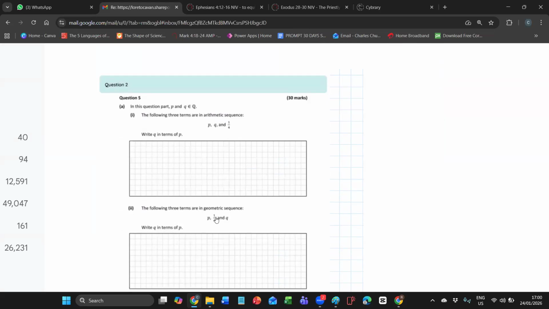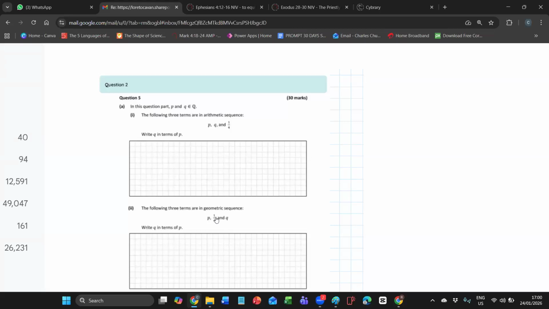Okay, I'm not too sure now. Or rational numbers. Okay, I think it's set of integers. The following three terms are in arithmetic sequence: P, Q, and 1 over 4. Interesting. It now says write Q in terms of P.